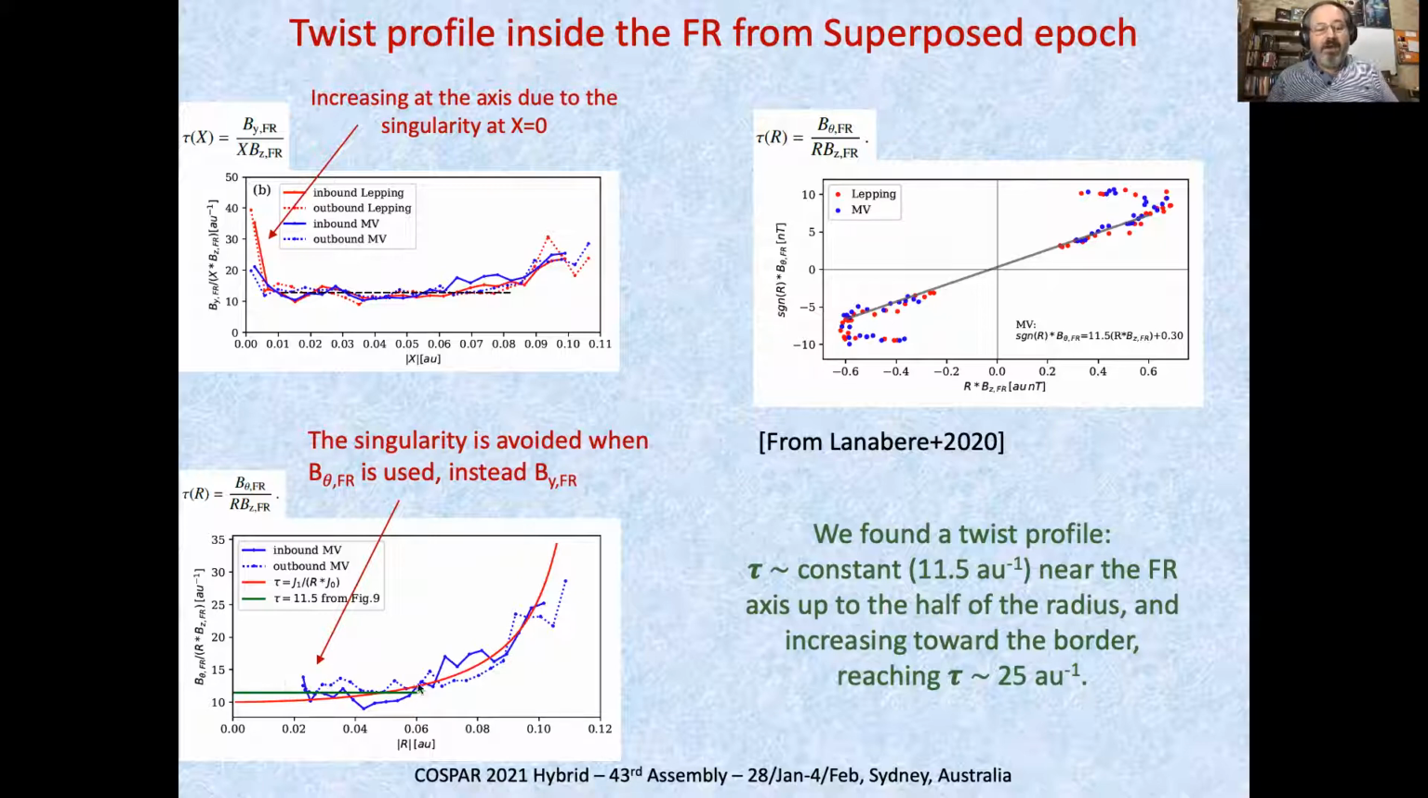And the profile of the twist starts from a value of 10, which means 10 turns per 1 AU, so 10 turns from the Earth to the Sun in the flux rope. And toward the boundary of the flux rope, the twist increases. So it starts from this nearly constant value and increases toward the border, reaching up to 25 turns per 1 AU. So this is summarized in this.